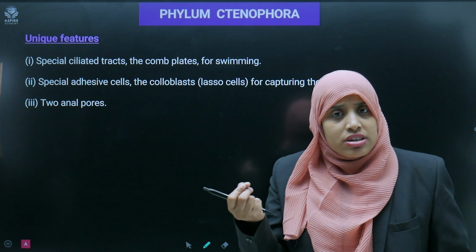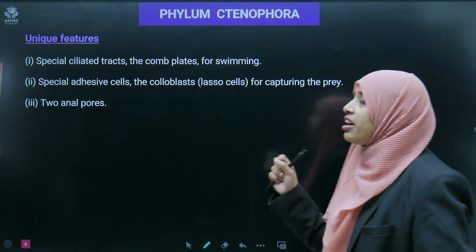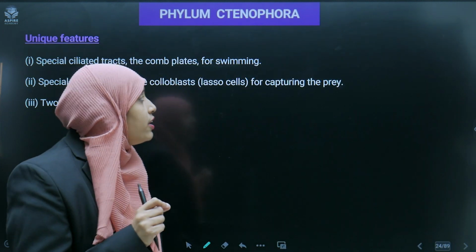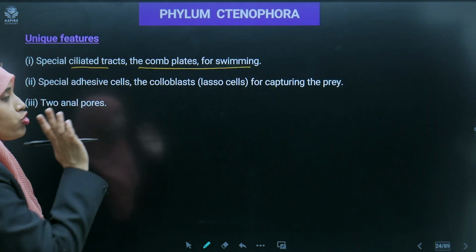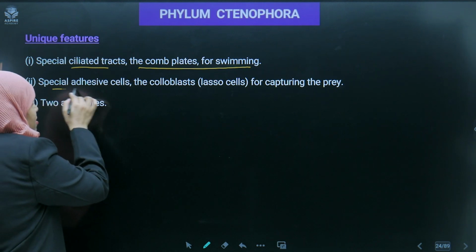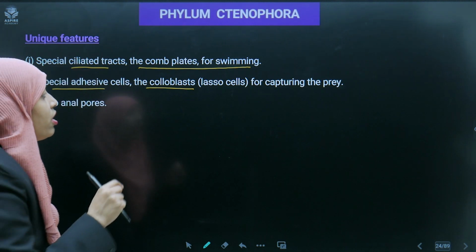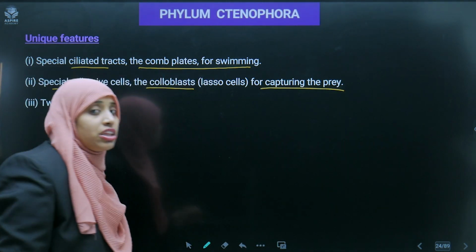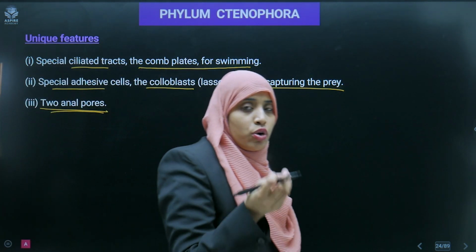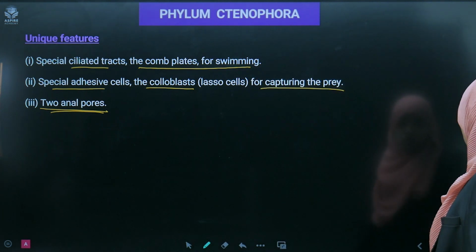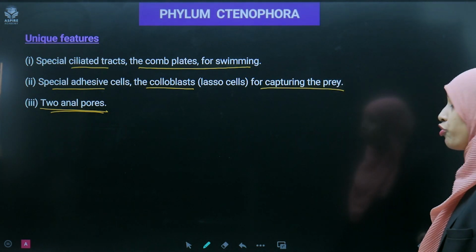Now, what is unique about the organisms of this phylum? The first most important thing is the ciliated tract. We have seen the ciliated tract, that means the comb-like plates with cilia, used for swimming. Okay. Special adhesive cells are also there, known as colloblasts or lasso cells, and the lasso cells are for capturing prey. Okay. Now there are 2 anal pores. Okay, 2 anal pores are present. So these are the important characteristic features and the unique features of the ctenophores.